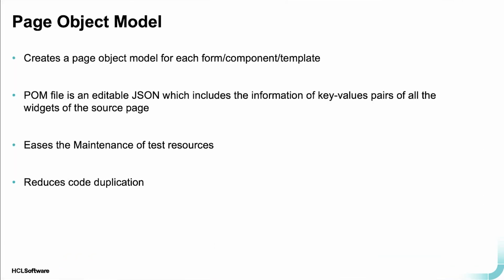Another big feature that has come as part of the test automation capabilities in this release is called the page object model. So what is a page object model? Page object model is basically a concept from the Jasmine test framework, which helps in optimizing the code when the same widget is used in multiple forms, so to speak. So the POM file that is generated is effectively an editable JSON, which includes the key value pairs of all the widgets of that source page.